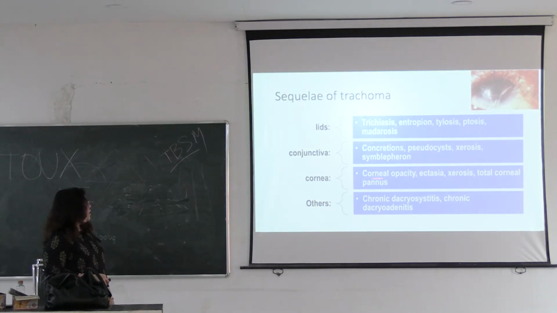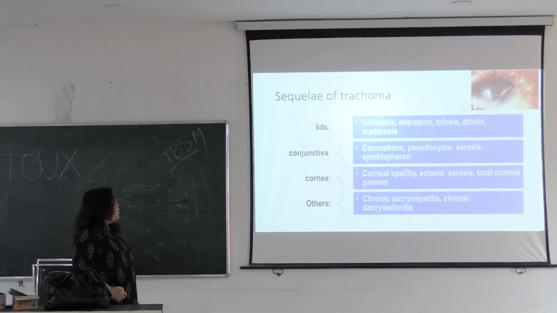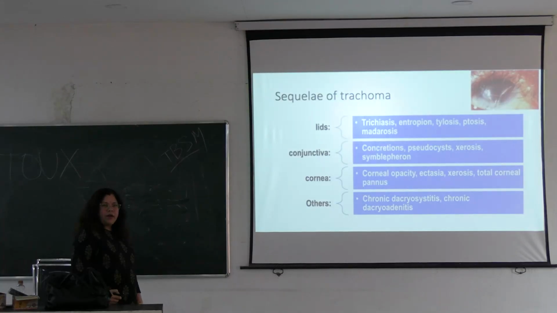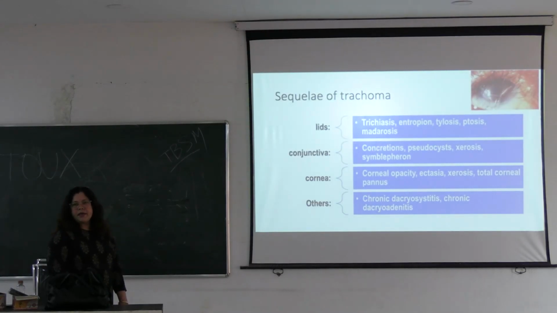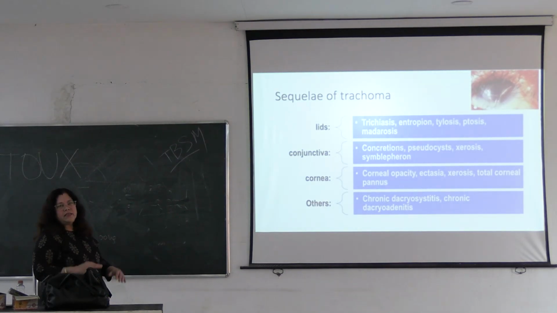symblepharon. Then corneal complications. The most common corneal complication is corneal opacity. When corneal pressure is high and thinning of the cornea occurs, there is protrusion of the cornea, that is called ectasia of the cornea, or it is also called anterior staphyloma. Xerosis, xerosis means dry eye. And total corneal pannus. Total corneal pannus means the whole of the cornea is vascularized.